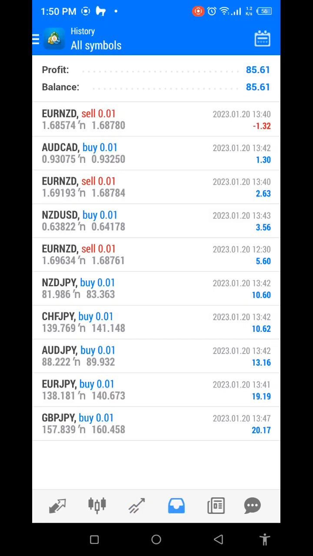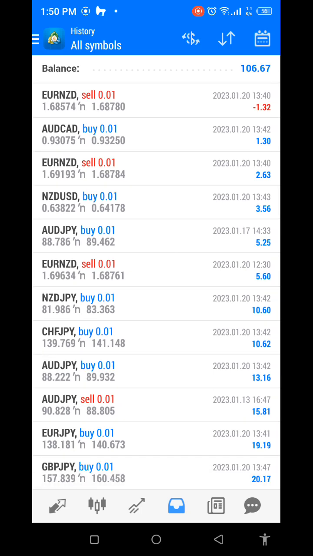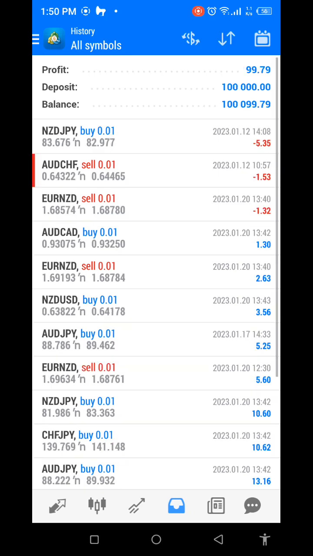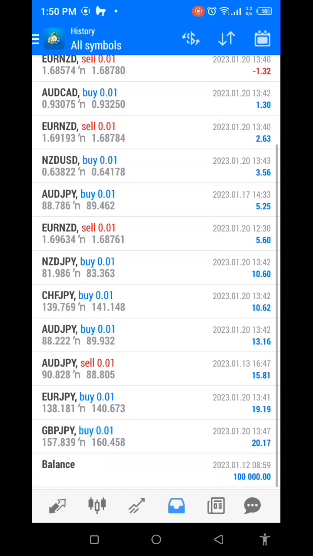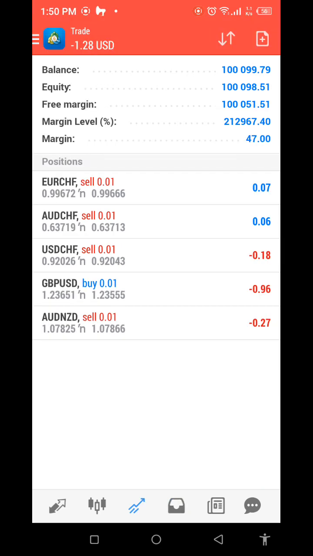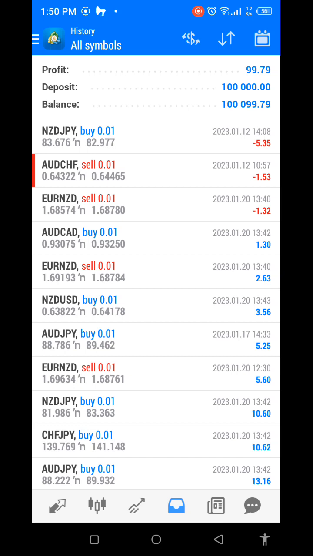Let's see for the last week how much I've made. Last week I haven't been trading that much. It's $106 only, and the majority of the money was made yesterday because I haven't been trading that much on this account. Total profit, if we look at our equity, is $99, considering the trades I ended up just closing because of time and work.